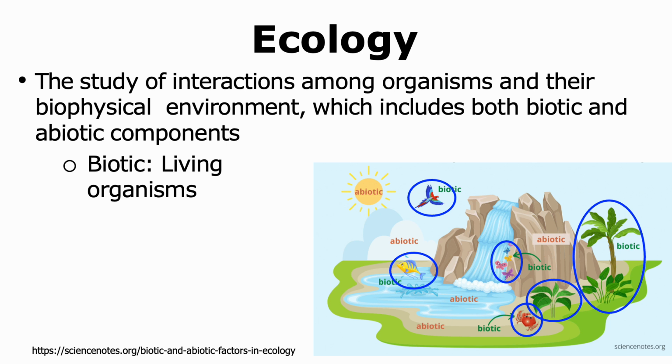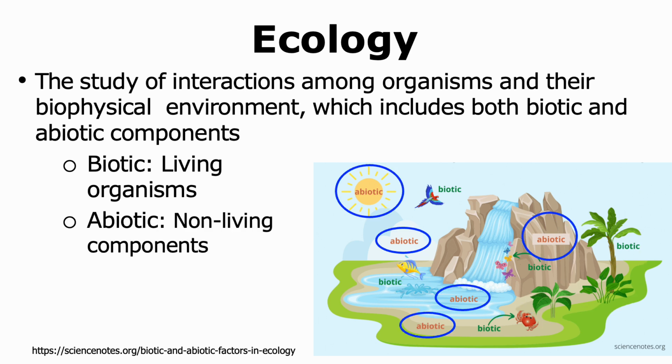Biotic components are those that include all the living organisms, whether they be plants or microbes or animals or fungi or protists. Abiotic components are the non-living features present in the environment. This can include sunlight, wind, water, soil, mountains, and so on and so forth.